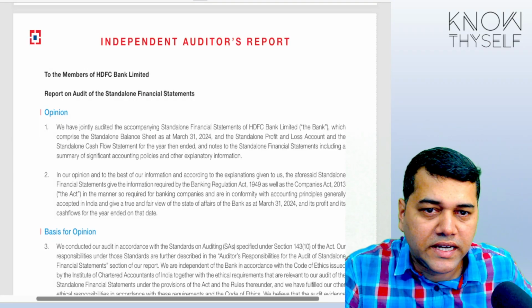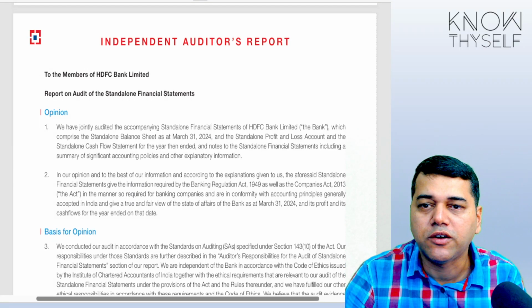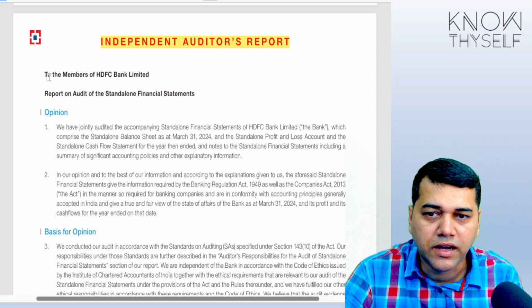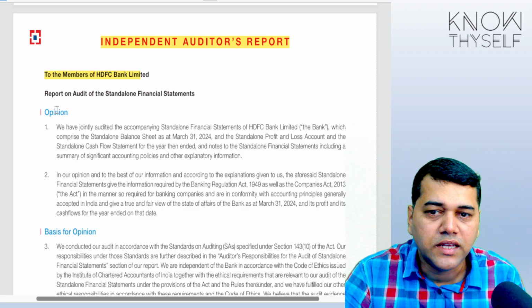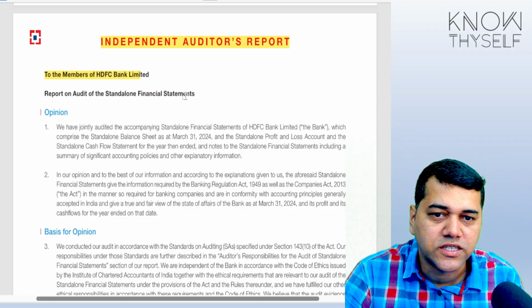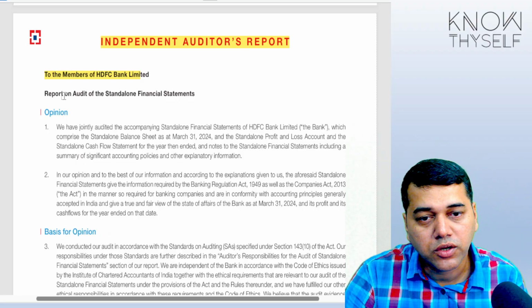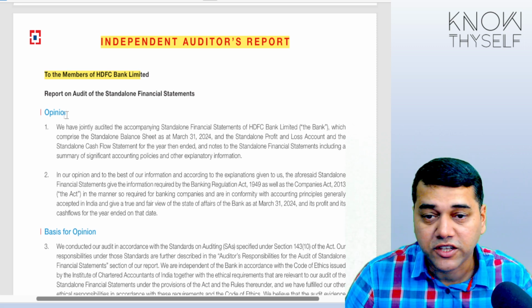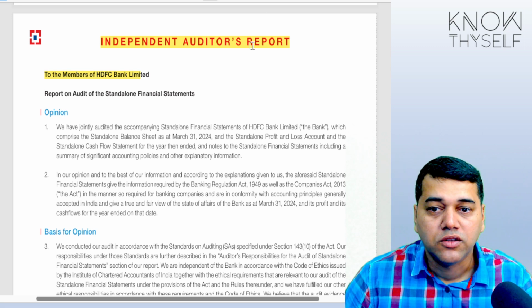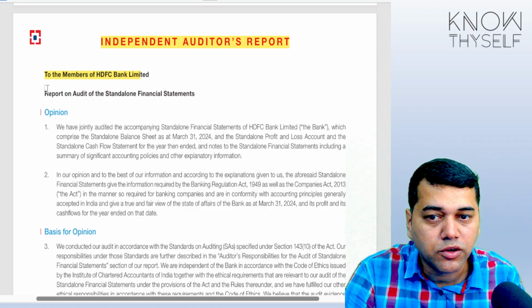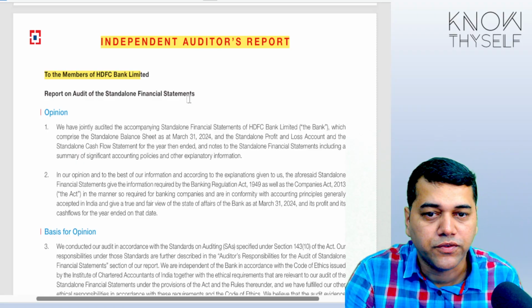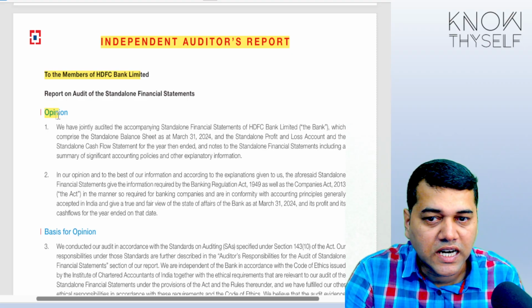You see the heading, first it will start with the independent auditor's report. Then we have got the addressee. Then you said report on the audit of financial statements. Why? Because you are going to report on other reporting responsibilities you have got. So since you have got other reporting responsibilities, you are going to tell like this: report on audit of standalone financial statements. Start with the opinion.